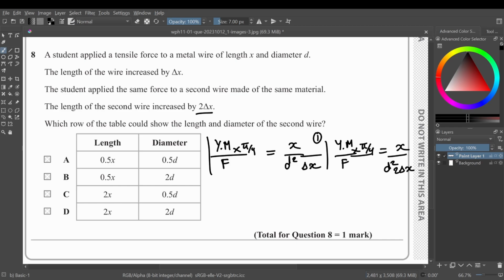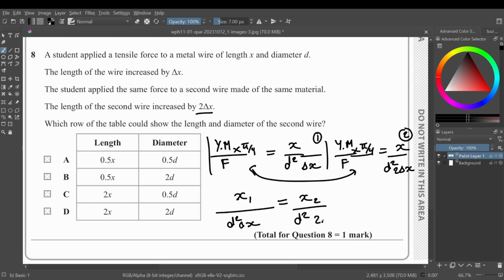Okay, and this is for the second wire, so now basically we will combine them, so it will become x, make sure to add 1 so you know which one you're talking about, x1 over d1 square delta x is equal to x2 over d2 square 2 times delta x. So delta x, basically the extension, has the same value, just twice, so you will remove these extensions.